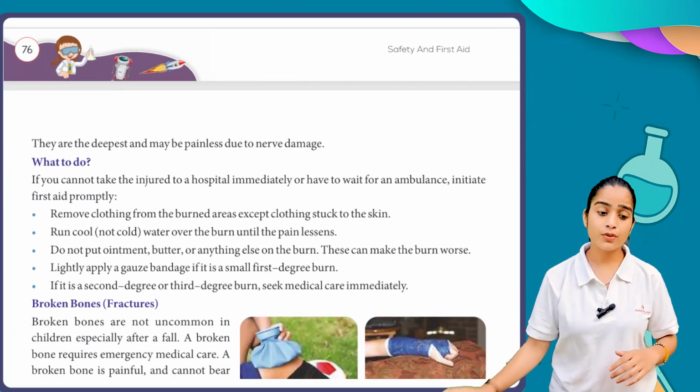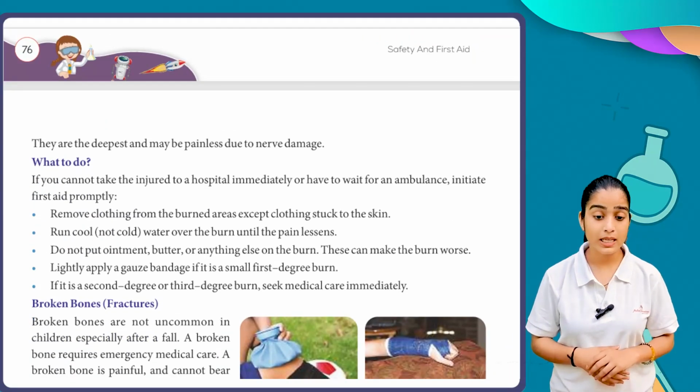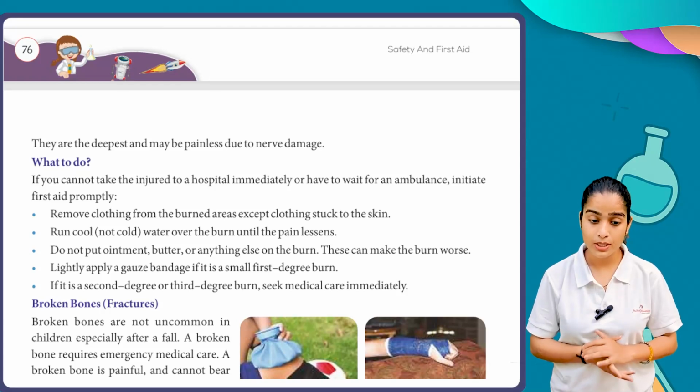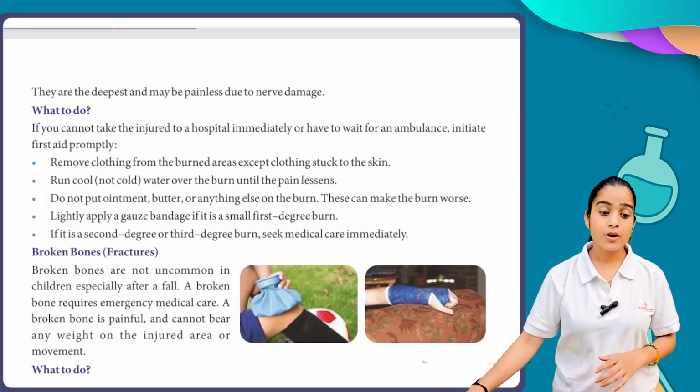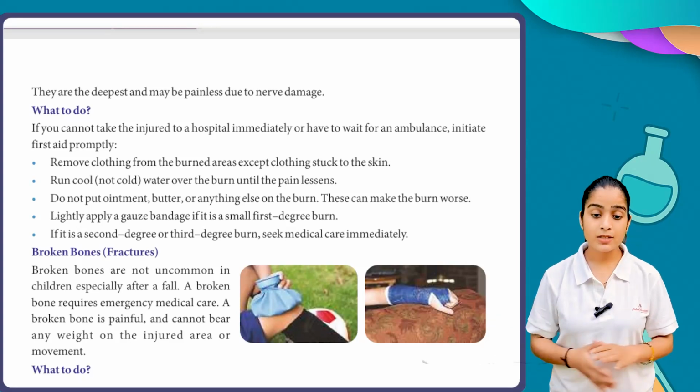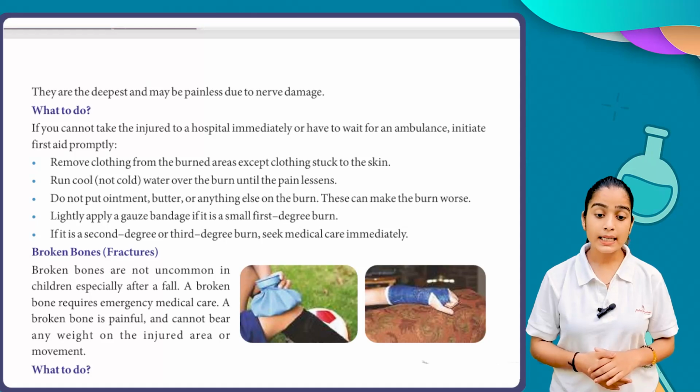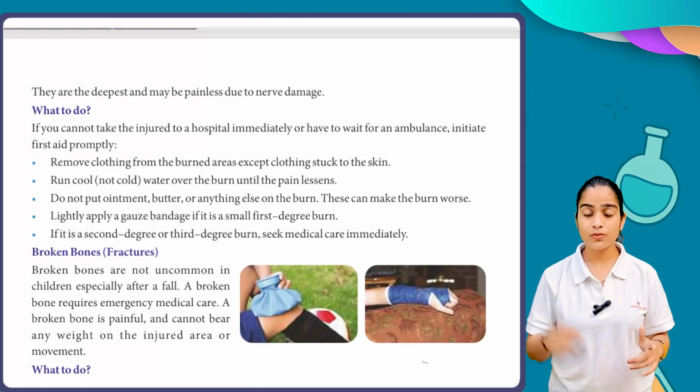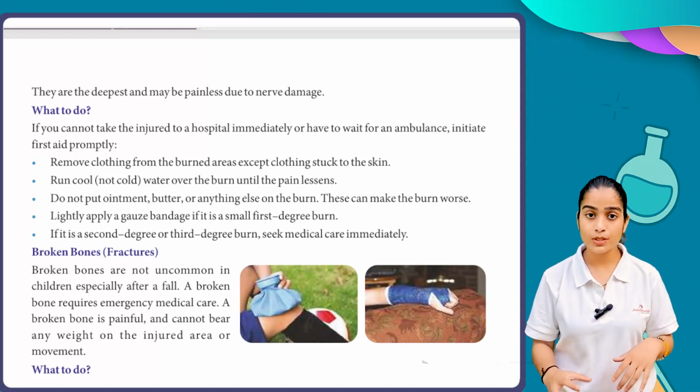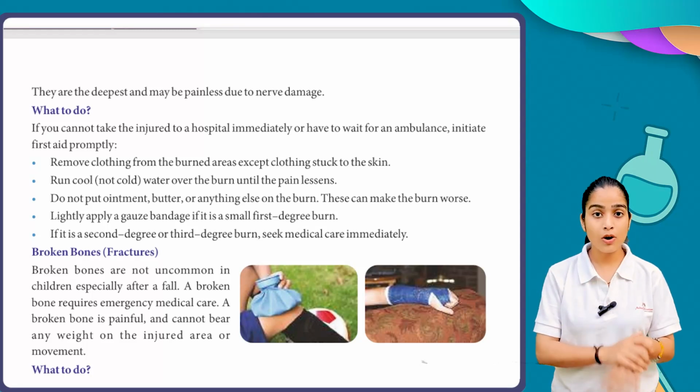Now what to do if you cannot take the injured person to a hospital immediately or have to wait for an ambulance? Initiate first aid properly. Remove clothing from the burned areas, unless the clothing is stuck to the skin. Run cool water over the burn until the pain lessens. So first of all, you have to remove the clothes of the person, so the cloth cannot stick to the skin, right?